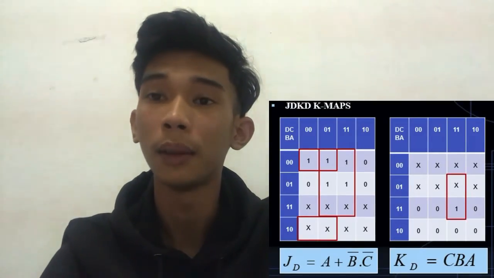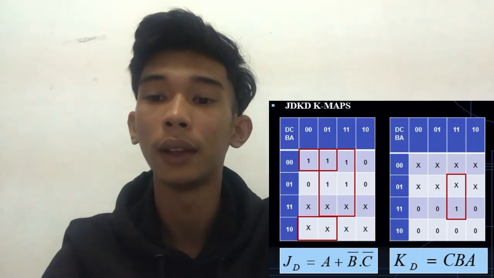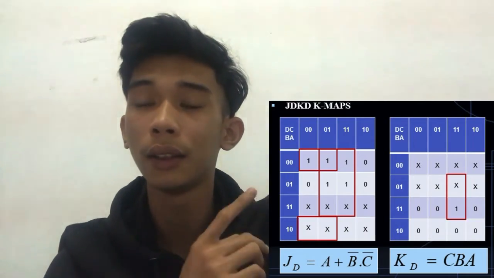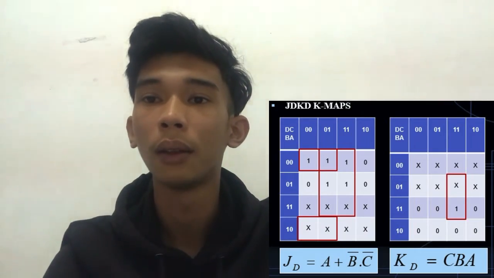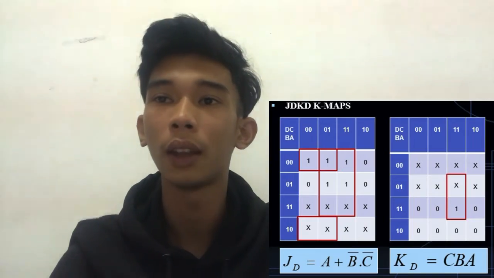JD KD, JC KC, JB KB and JA KA. From each K-map, it will produce an equation. I will show you an image of the JD KD K-maps. From this step, we need to group all the bits 1 to get an equation. For JD, we can summarize that JD equals A plus B prime dot C prime, and for KD is CBA. For the JC KC, same, we need to group all the bit ones.